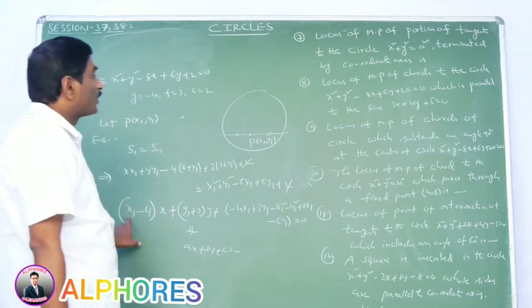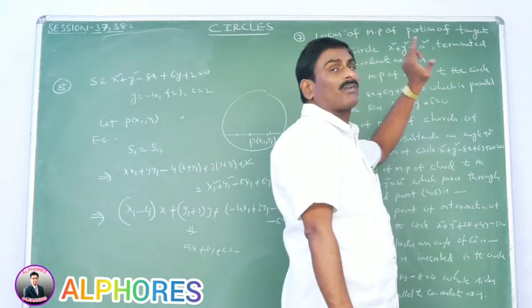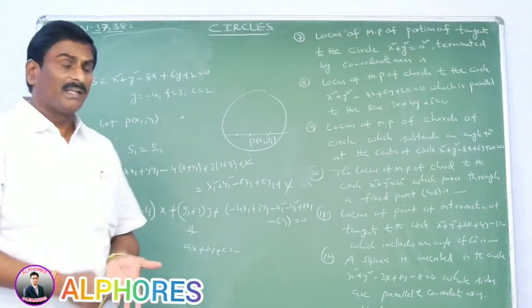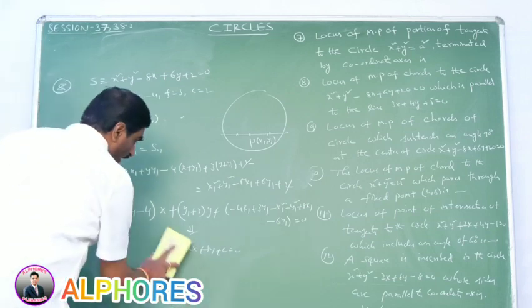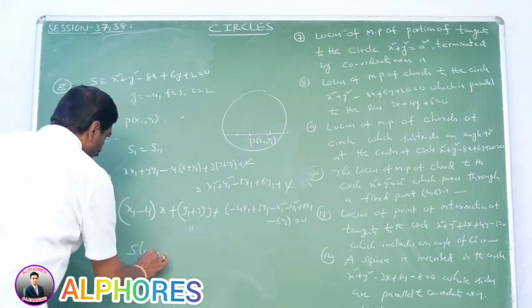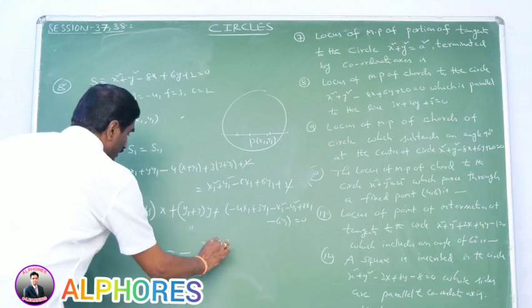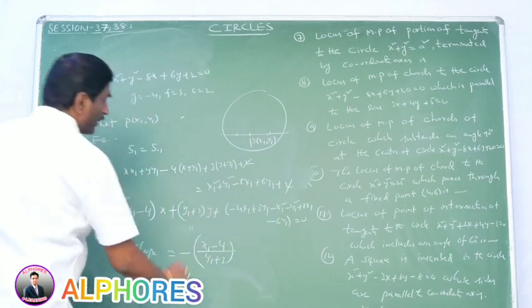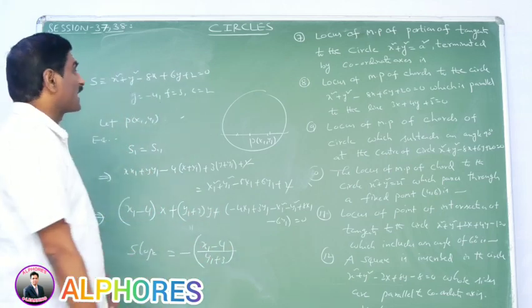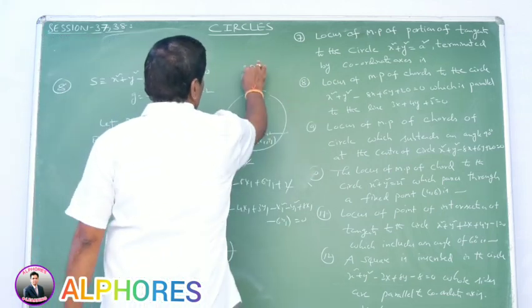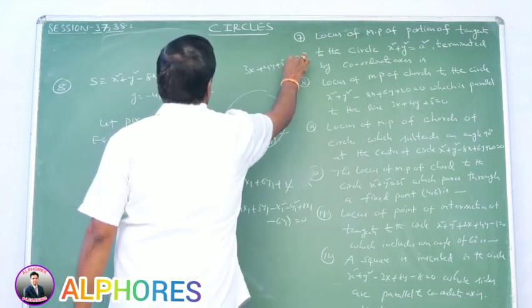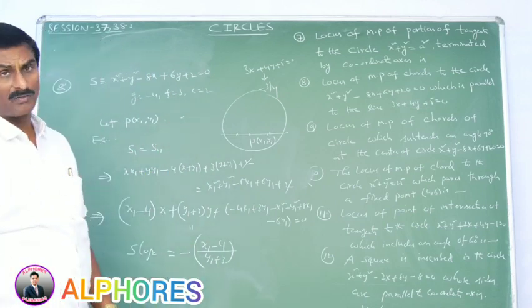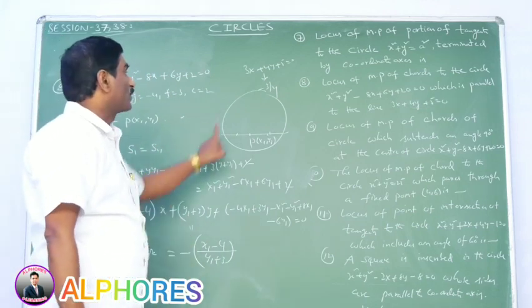But this chord is parallel to the line 3x plus 4y plus 5 is equal to 0. If two lines are parallel, what is the condition? Slopes are equal. Here the slope of this chord is minus x coefficient by y coefficient, that means minus of (x1 minus 4) by (y1 plus 3). But this chord is parallel to the line 3x plus 4y plus 5 is equal to 0. What is the slope of this line? Minus 3 by 4. If two lines are parallel, the slopes are equal.